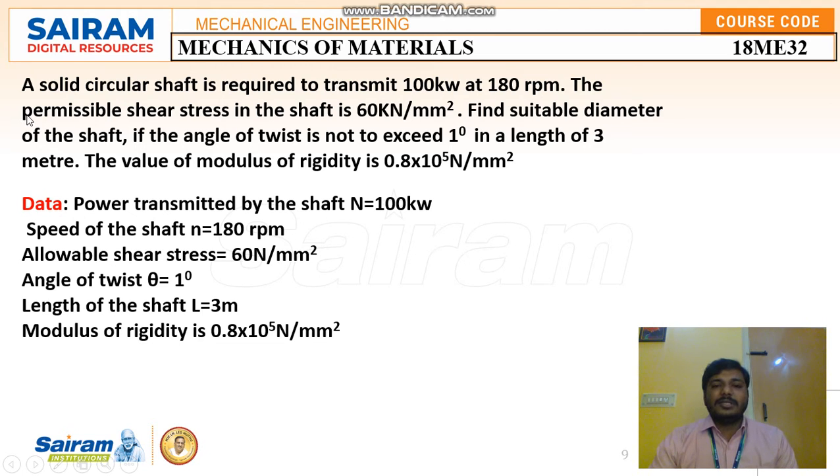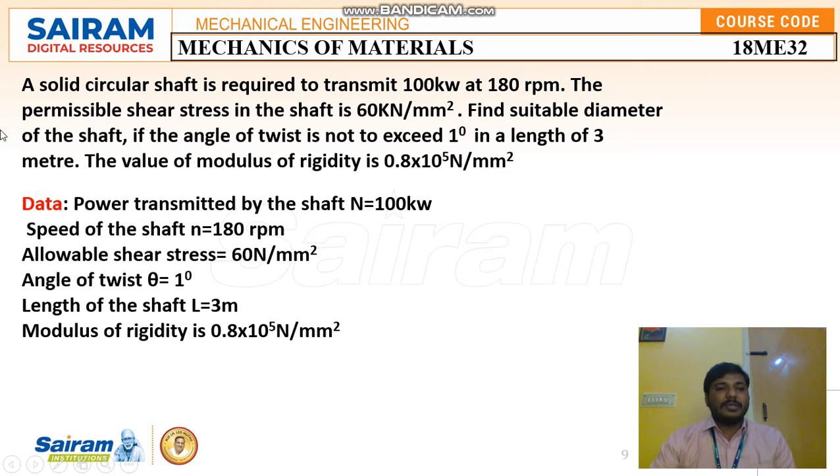The permissible shear stress tau is given. We need to find out the suitable diameter for the given conditions, if the angle of twist should not exceed 1 degree in a length of 3 meter, and the modulus of rigidity is 0.8 into 10 to the power of 5 Newton per mm square. So based on the given data, we need to find the values. First we'll write down the data, then we'll go for the solution.